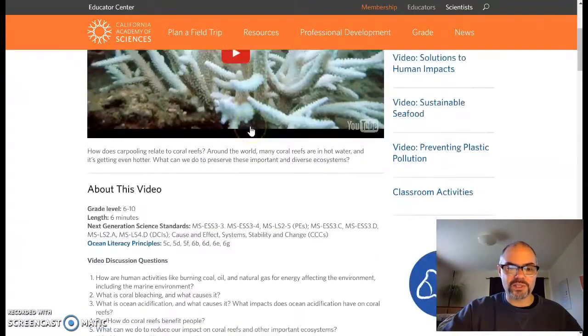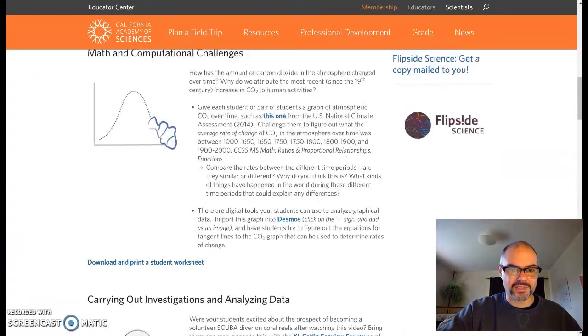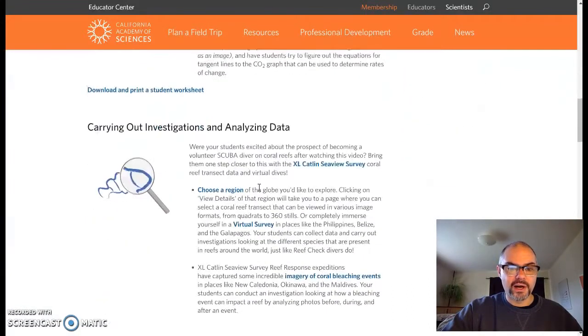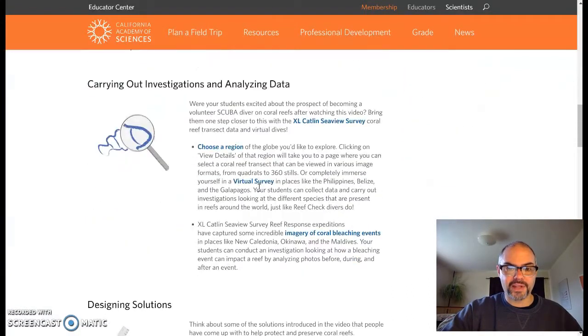But the best resources, the best assessments, I think, are on this page where they have some deeper levels of understanding, maybe using some higher levels of Bloom's taxonomy. For example, in this activity, students will use Desmos to draw a graph of carbon dioxide concentrations over history. I think that's a great way to incorporate some math concepts, make it a little more rigorous in that respect.